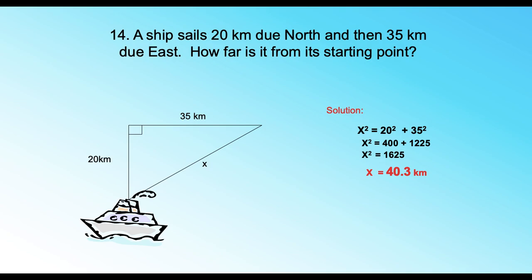Now what is root of 1625? It's a decimal value. You need not round it off, you can leave it like that. So this is the distance. See, what is the unit of 40.3? Kilometers, because it is 20 kilometers due north and 35 kilometers due east. So the distance from its starting point is 40.3 kilometers. So you understood how I drew the diagram, right? North, then east. So you got a perfect triangle.